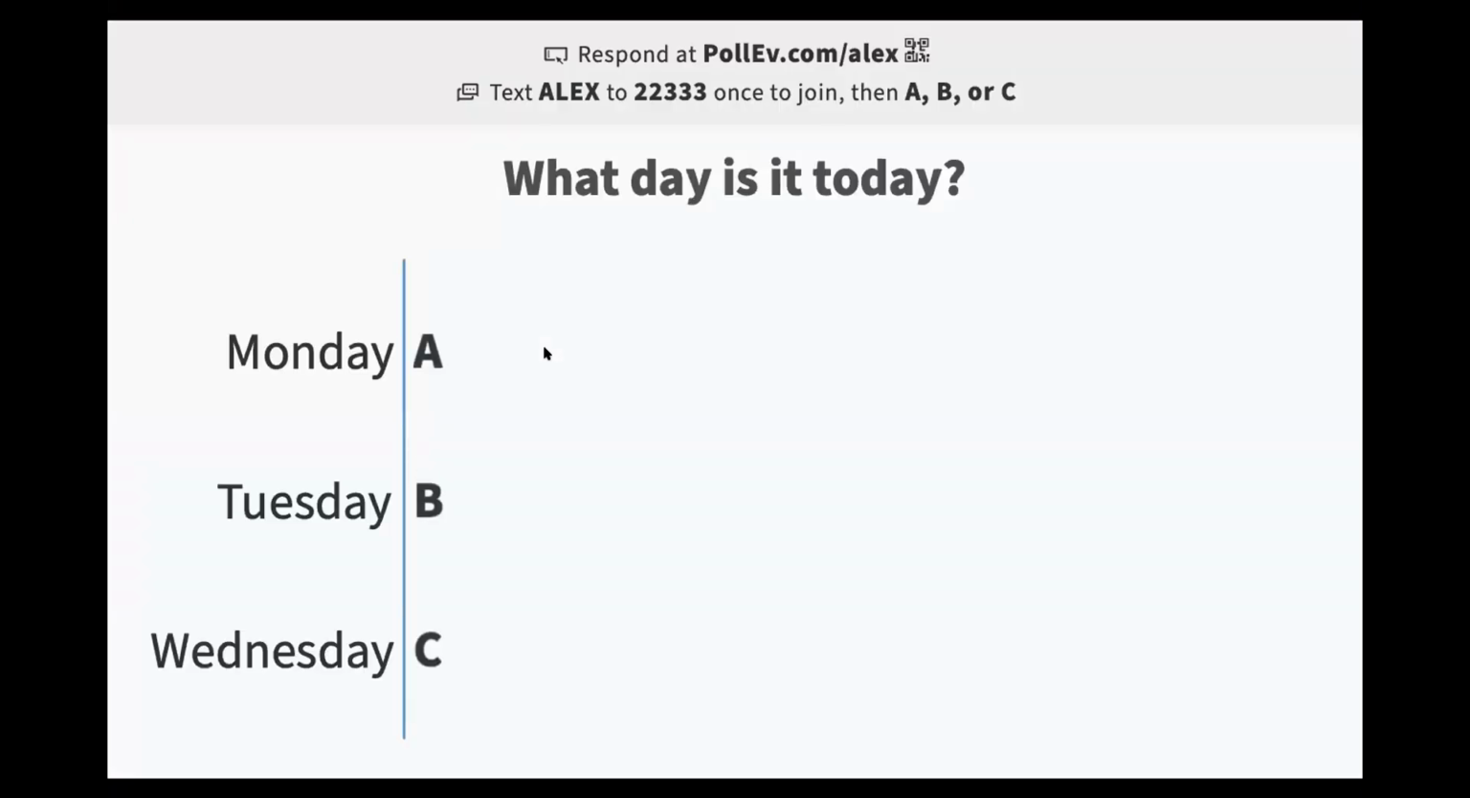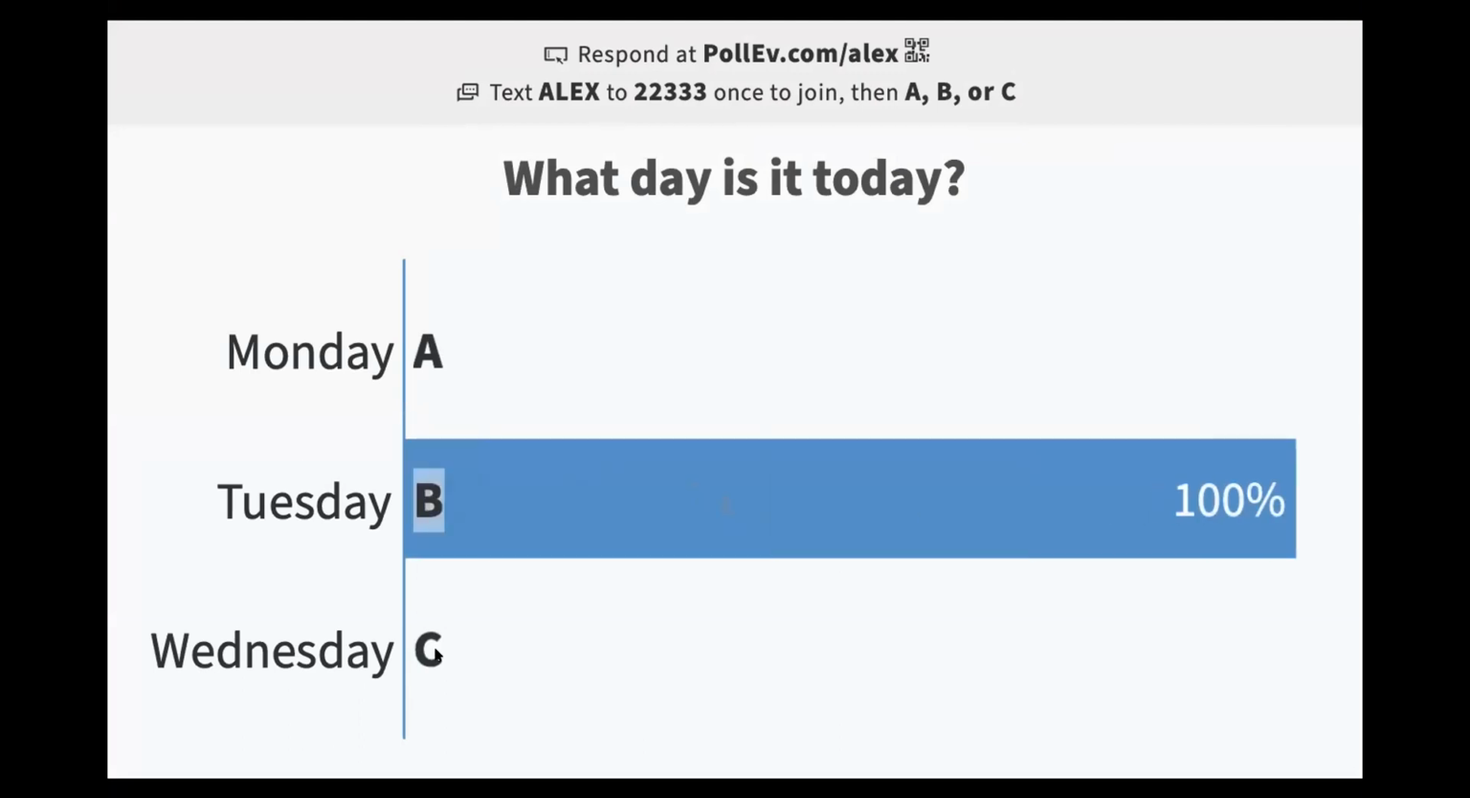And there we see the question activate. These letters correspond to if you're responding via text. If you are using your text message application, you would send my username, Alex, to this phone number to join my session. And then you would send either A, B, or C based on which answer you want to select.